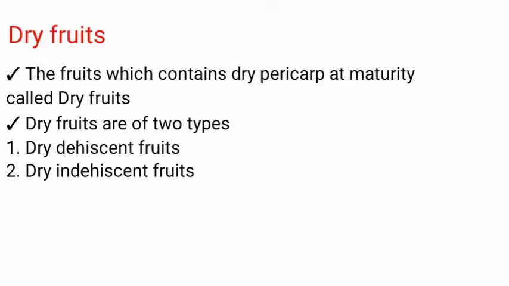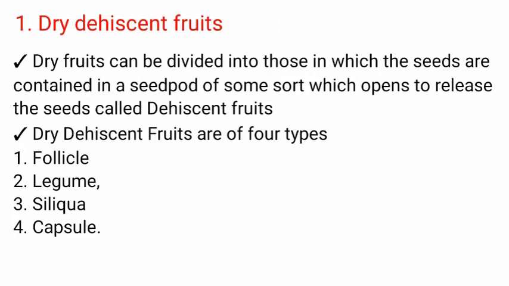The next topic is dry fruits. The fruits which contain dry pericarp at maturity are called dry fruits. Dry fruits are of two types. Number 1, dry dehiscent fruits. Number 2, dry indehiscent fruits. The first one, dry dehiscent fruits. Dry fruits can be divided into those in which the seeds are contained in a seed pod of some sort which opens to release the seeds, called dry dehiscent fruits.